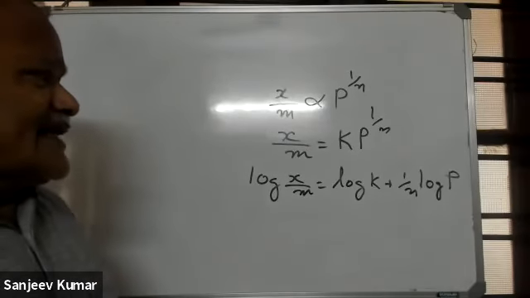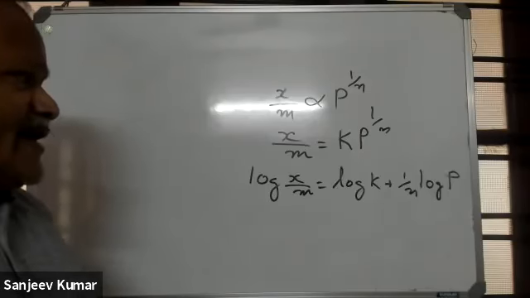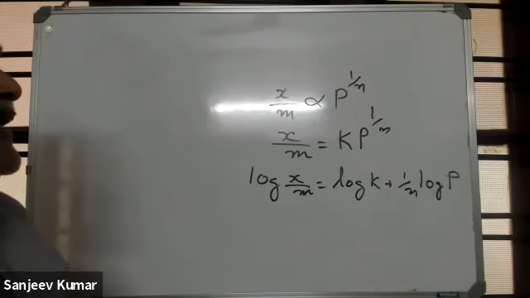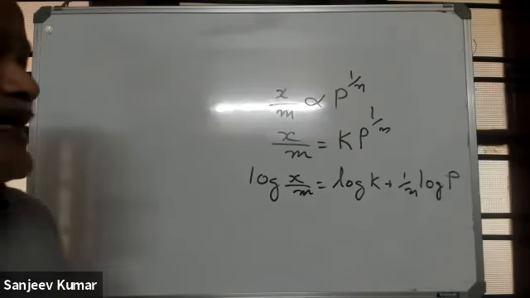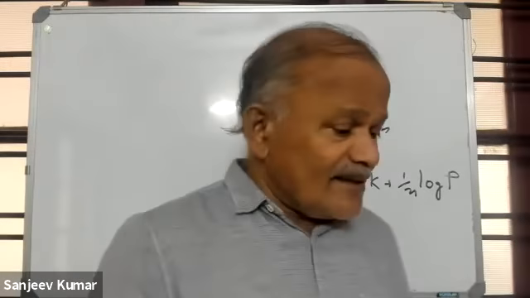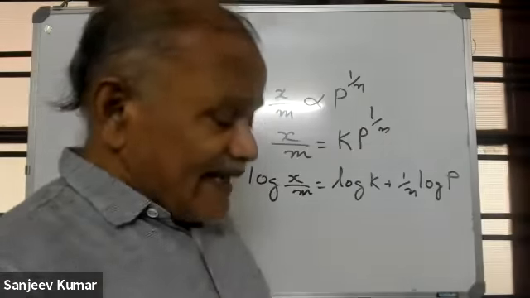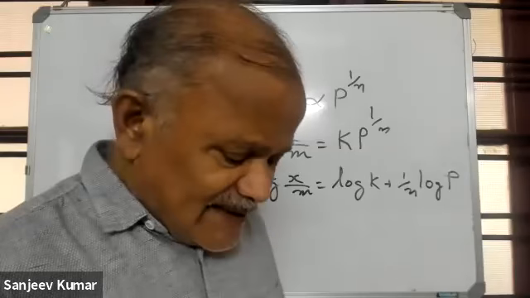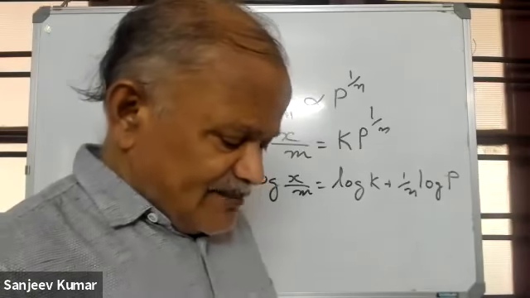And here is an equation for a straight line. When you plot log x by m versus log p, you will get a straight line with slope 1 by n and intercept log k. And that is the Freundlich adsorption isotherm.